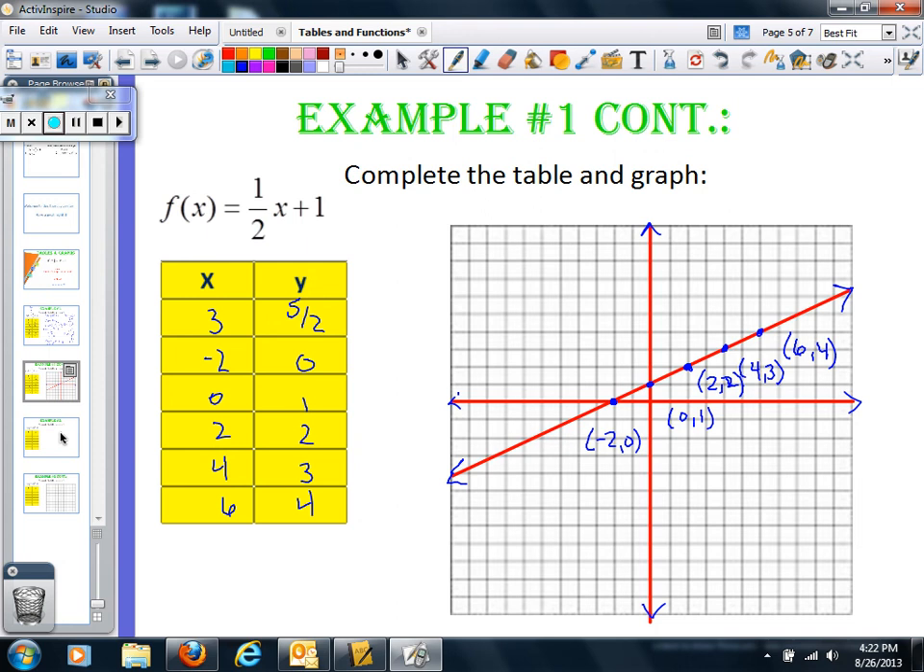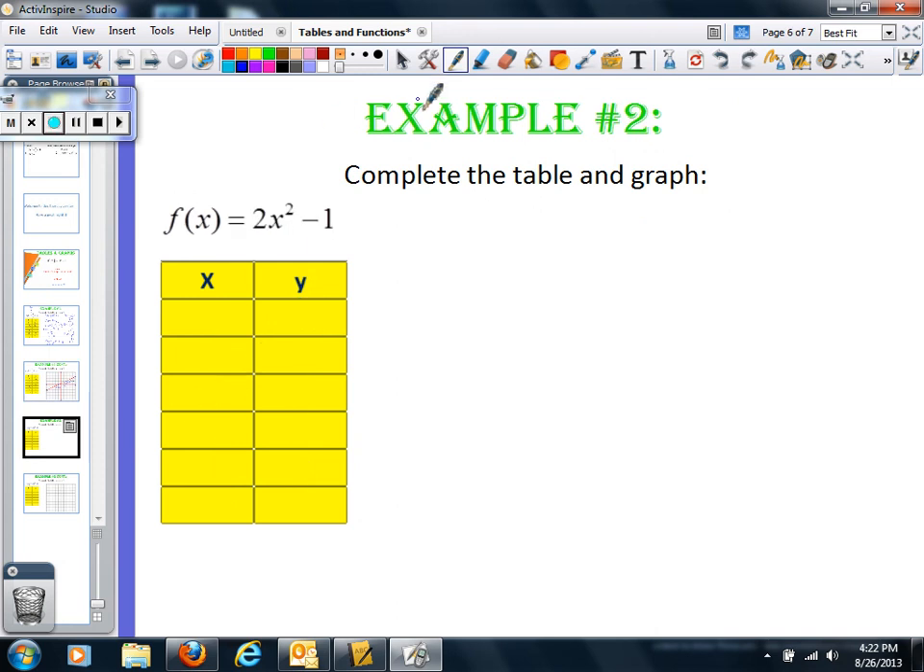Now we're going to go on and we're going to do example number 2. And again, it's going to be the same idea here. Okay? So here I don't have a fraction, so I can pick any numbers I want. So I'm going to pick, we got 1, 2, 3, 4, 5, we got 6, so let's do -2, -1, 0, 1, 2, and 3. And let's go ahead and use our function notation and plug them in.